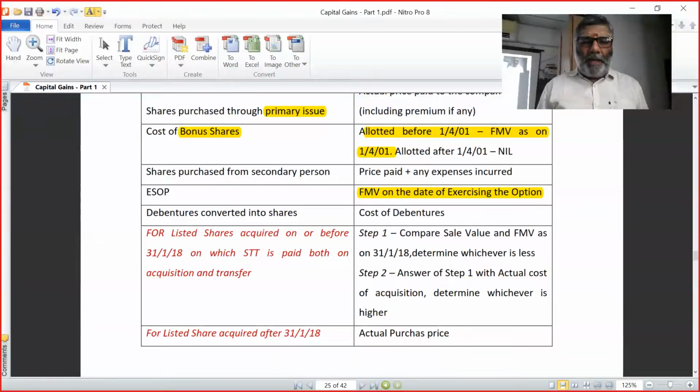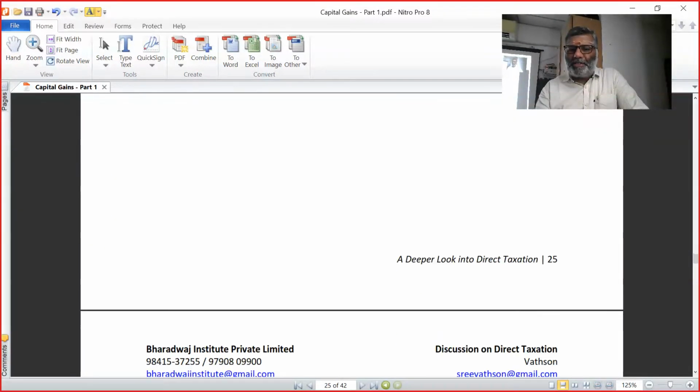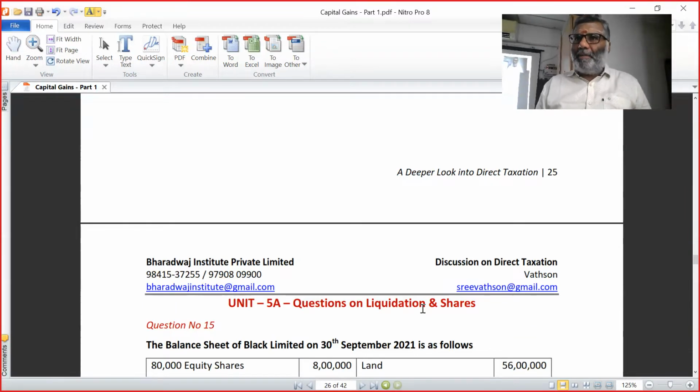For listed shares acquired on or before 31/1/2018, on which STT is paid: step 1, compare the sale value, that is the full value of consideration, and the fair market value, and determine whichever is less. Step 2, compare the answer of step 1 with the actual cost of acquisition, and determine whichever is higher. For listed shares purchased after 31/1/2018, the actual purchase price will be considered. Am I clear to you?